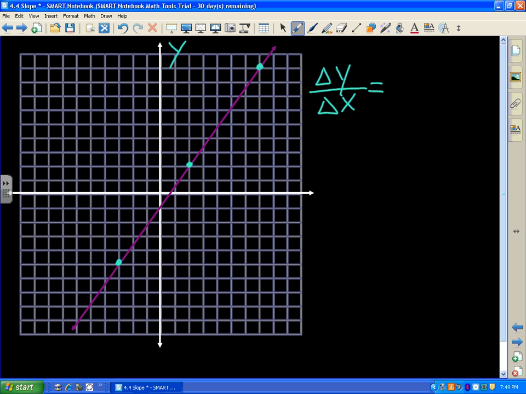Remember, we have a y-axis, which is the vertical. X-axis is the horizontal axis. So change in y over change in x. So we get from the far right point down, we're going to go down 1, 2, 3, 4, 5, 6, 7. The change in y is -7.